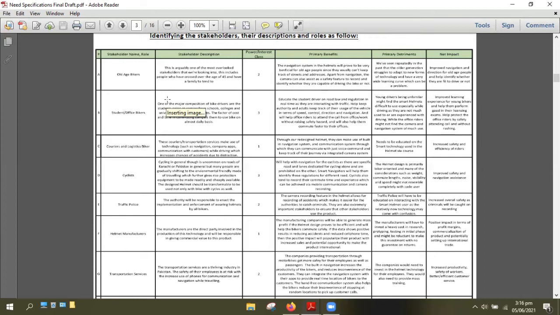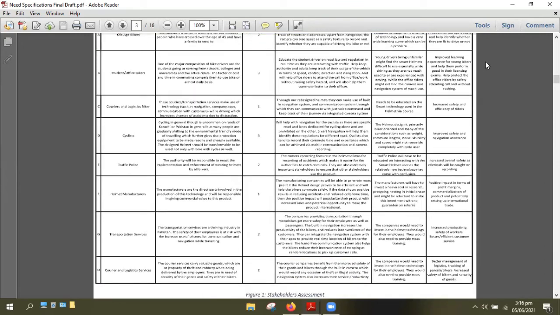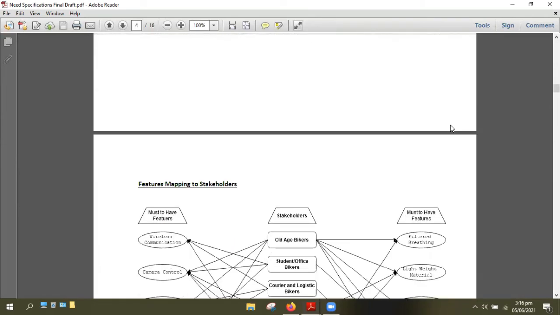So with this abstract idea in mind, we had to identify how it would primarily benefit the stakeholders involved, and what net impact our solution would have, whether positive or negative, on the stakeholders. This table basically summarizes that stakeholder assessment. Again, it can be found within the link that I'm attaching below for further details.